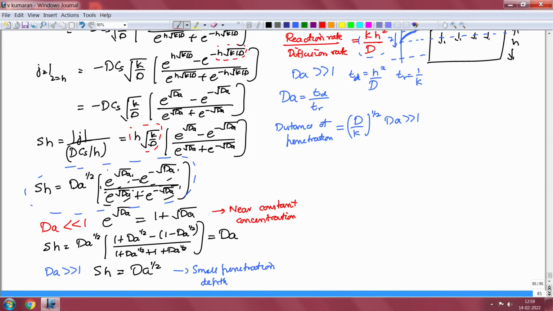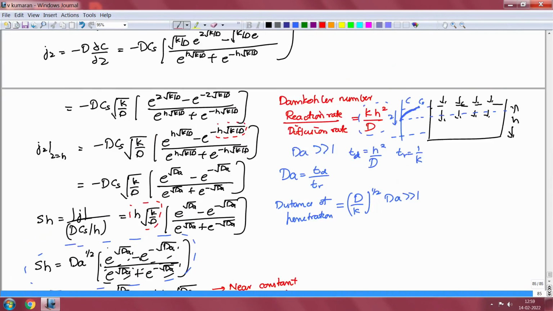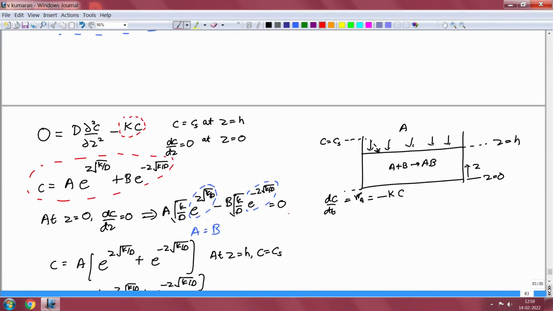So, this is an example where the source or sink was dependent on the concentration, and I showed you how to solve this problem in this case. You get exponential functions of a dimensionless parameter called the Damkohler number, the ratio of reaction rate to diffusion rate, and you can use that in order to get correlations. For small Damkohler number, the reaction rate is small compared to the diffusion rate, and therefore the diffusion occurs across the entire height h before there is very much reaction, giving near constant concentration.